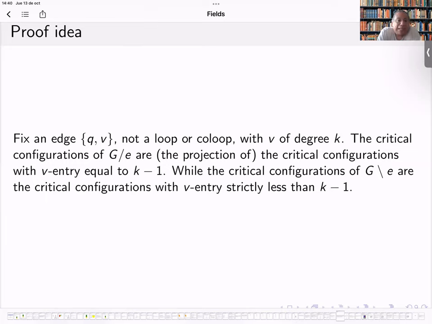But what I did was to fix an edge, QB. So I need that the special vertex Q is on the edge. And let's just consider the case that it is not a loop or a coloop, and that the vertex B has degree K. Then I can do contraction and deletion in the sense that the critical configurations of G with the edge e contracted are the projections of the critical configurations with the entry B equal to K minus one, while the rest of the configurations, that means the configurations with the B entry strictly less than K minus one, are exactly the critical configurations of G minus the edge e.